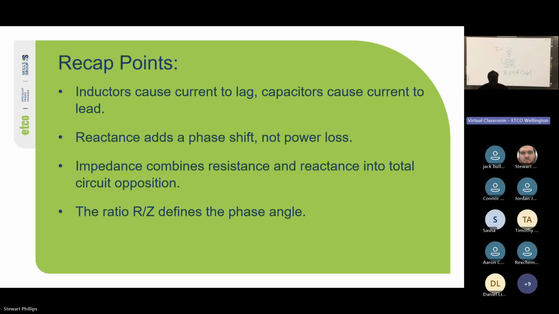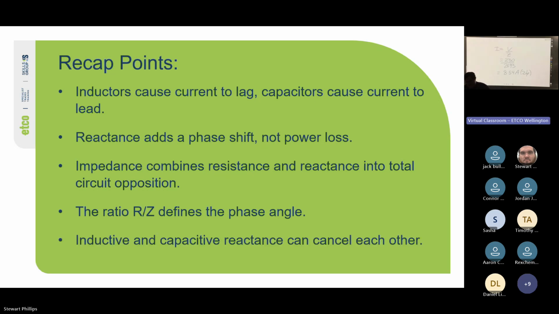The ratio R divided by Z defines the phase angle or the power factor, like we'll look at in later sessions. The inductive and capacitive reactance can cancel each other out. So if we have a circuit that's too inductive, we add a capacitor. What used to happen back in the day with all of these big factories, with all of these motors turning on, is they would need capacitor banks connected to the main supply, and they would click these capacitors in and out depending on how much inductive reactance there was in the circuit.